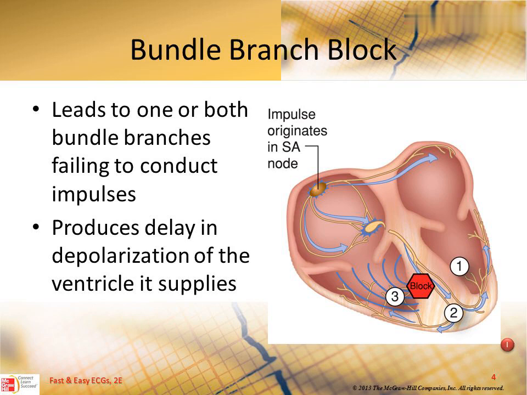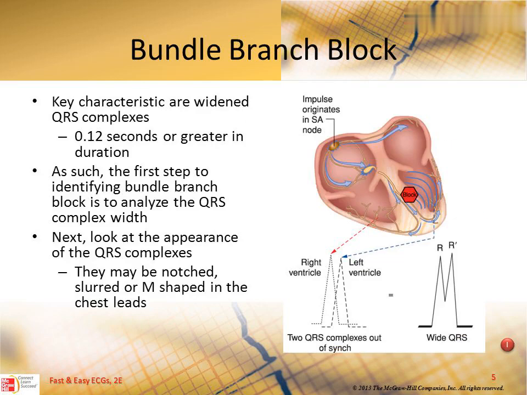Bundle branch block key characteristic are widened QRS complexes, 0.12 seconds or greater in duration. As such, the first step to identifying bundle branch block is to analyze the QRS complex width. Next, look at the appearance of the QRS complexes. They may be notched, slurred or M-shaped in the chest leads. Instructional point. The shape of the QRS complex is determined by which bundle branch is blocked.